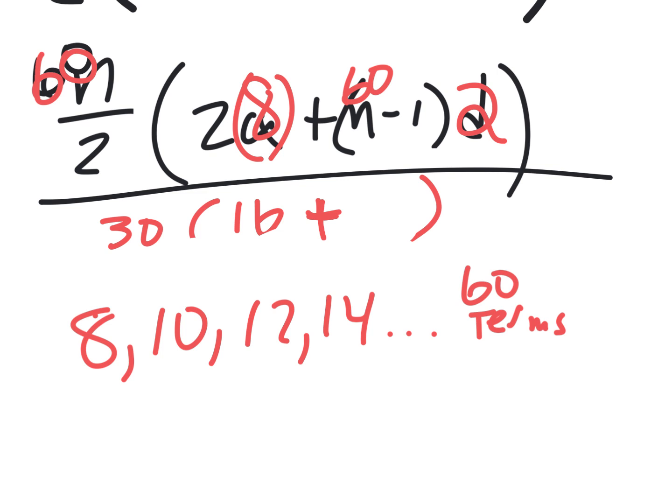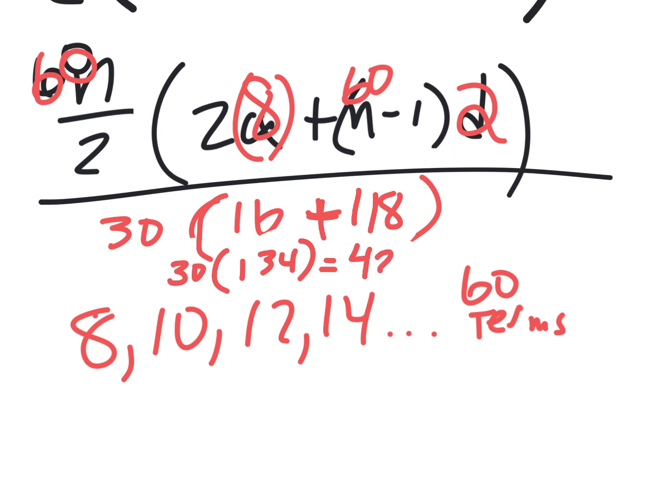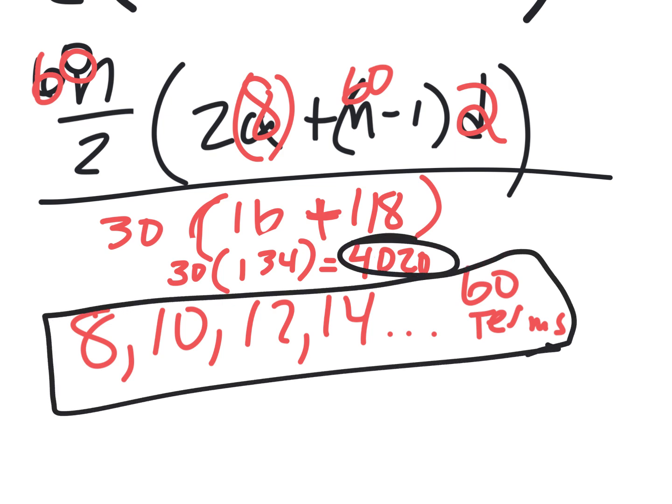Okay, so 59 times 2 is like 60 times 2, which is 120, but then take away 2. 118? All right, and then I'm going to add 16, so 134 times 30. Can anybody verify that? All right, and who's got the actual final answer? 4,020. Raise your hand if you had 4,020 before I even said it. Okay, awesome. That's what this sequence of 60 terms would add up to, 4,020.